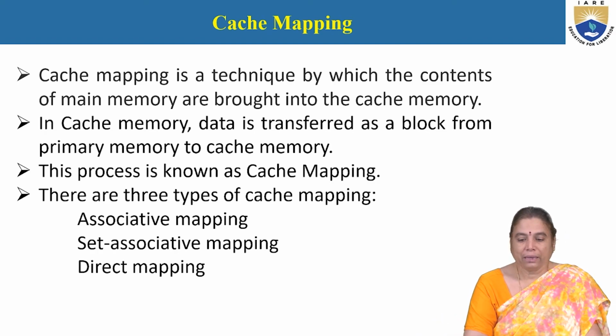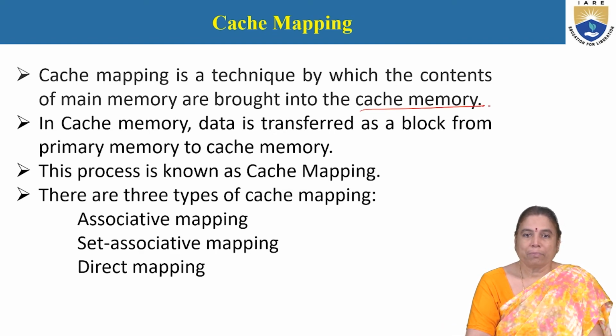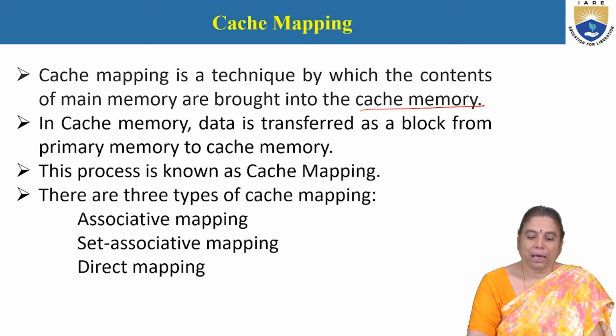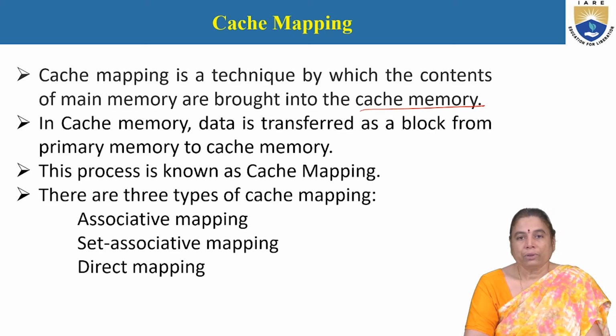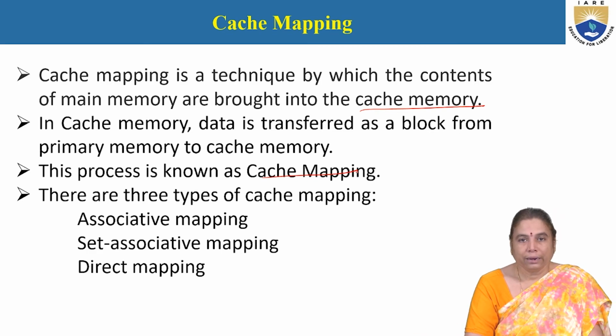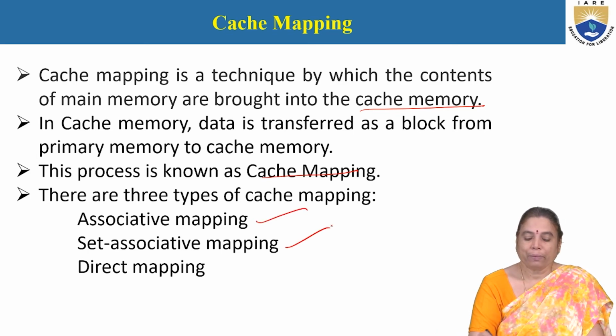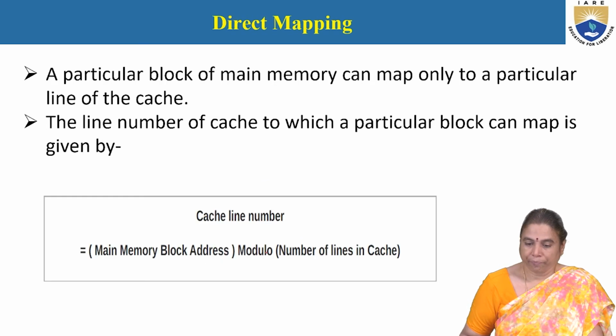So cache mapping is a technique by which the contents of main memory are brought into the cache memory. Cache memory data is transmitted as a block from primary memory to cache memory. Here this block has to be mapped to the word transfer. That process is known as cache mapping. There are three types of mapping techniques available: one is associative mapping, second is set associative mapping, third is direct mapping.